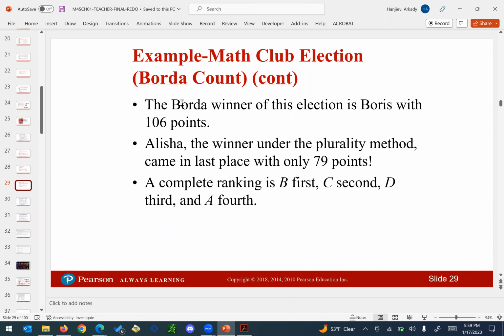All right, so according to the Borda counting method, Boris wins the election. He is the president. According to the plurality method, Alicia was president, but now she comes in last place. And a complete ranking is Boris first, Carmen second, Dave third, and Alicia last.